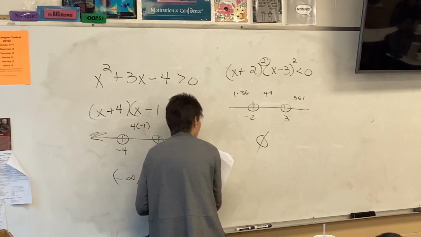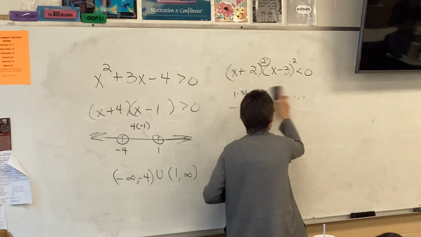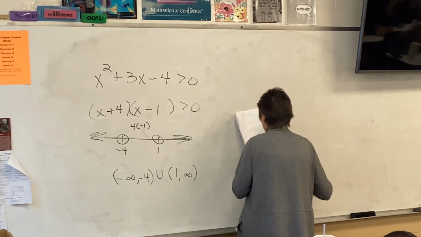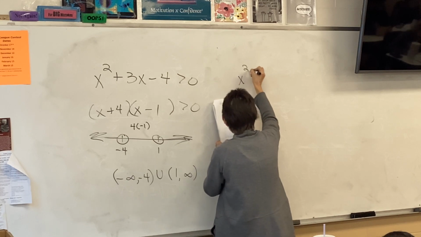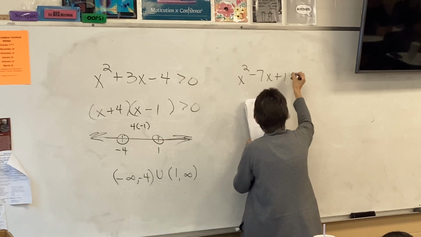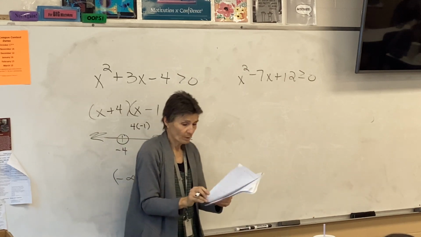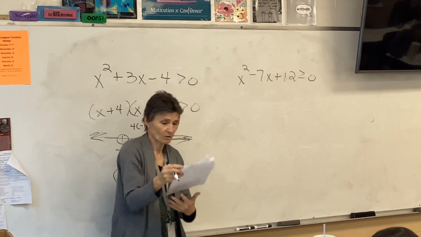Try number 5, you and your partner. Each of you do it, and then compare your answer. You're going to be doing exactly what we just did. The steps are the same. You and your partner, see what you can figure out.